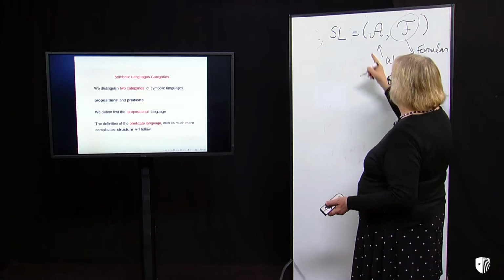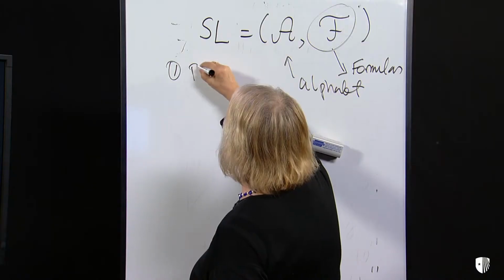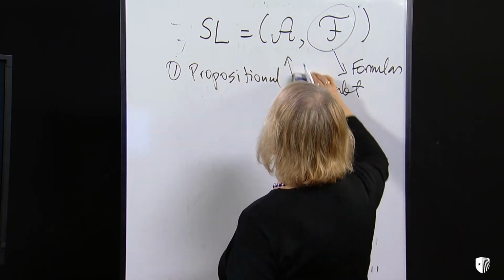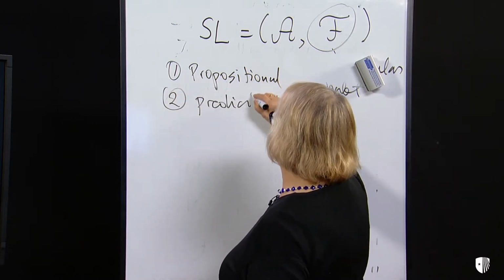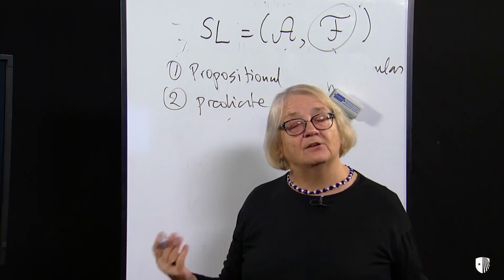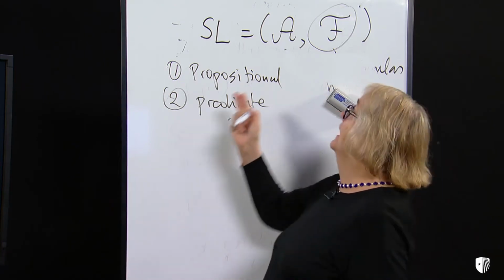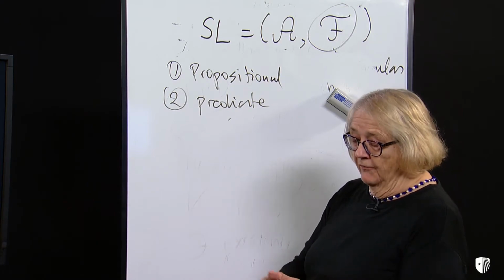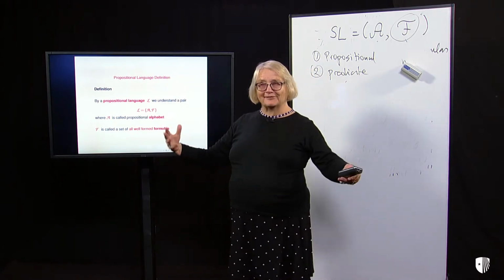Now, in symbolic languages we have two categories. One is propositional languages, and two is predicate languages. And we already talked about that, right? Propositional languages have a different alphabet, and predicate languages have a different alphabet, and then we will have to define the formulas out of the proper alphabets of those languages.